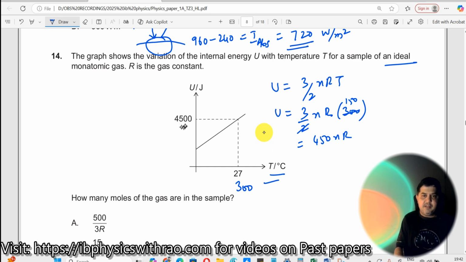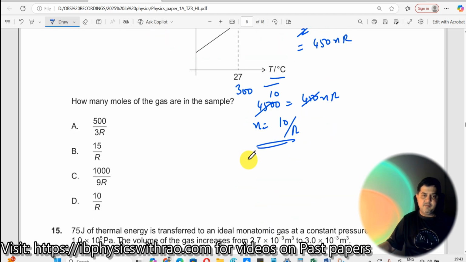Now the U value here is going to be 4500. So I'll write 4500 at T equal to 27. We already put T equal to 27, 300 over here, is equal to 450 times nR. 450 ones are 450, tens are 10. So n should be equal to 10 by R. So 10 by R is there. Yes, it's there. Answer D.